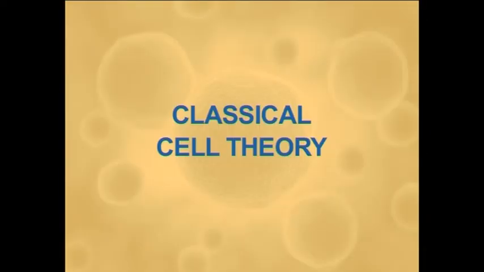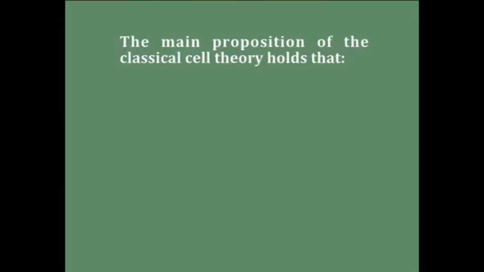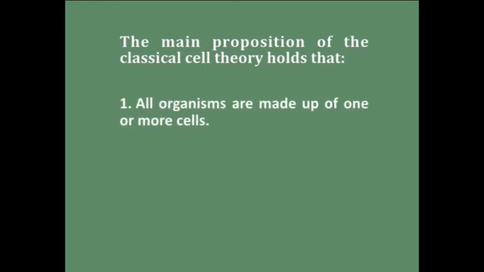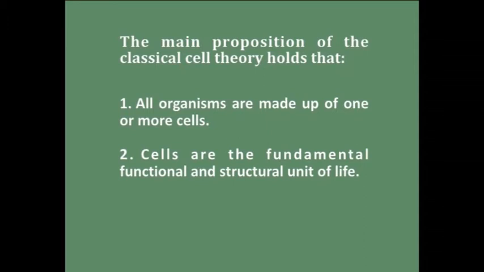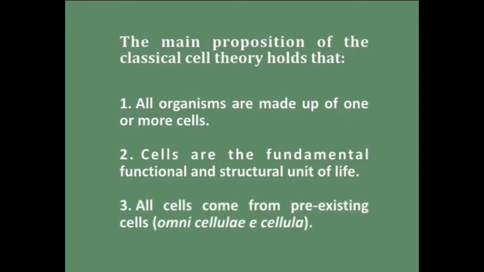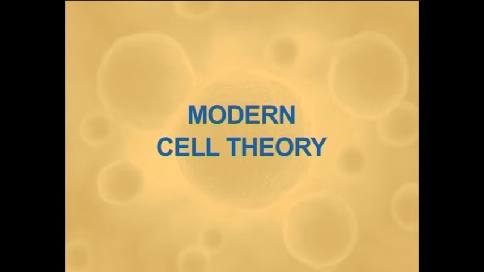Let us now see the classical cell theory. The main propositions of the classical cell theory hold that: number 1, all organisms are made of one or more cells. Secondly, cells are the fundamental functional and structural unit of life. And thirdly, all cells come from pre-existing cells, that is, omnis cellula e cellula. Let us now see the modern cell theory.